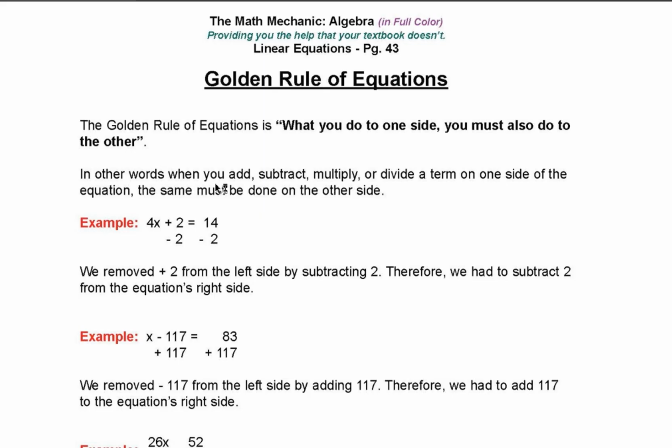In other words, when you add, subtract, multiply, or divide a term on one side of the equation, the same must be done to the other side. Here is an example. We have the equation of 4x plus 2 equals 14. On the left side, we subtracted 2. Therefore, on the right side, we have to also subtract 2.